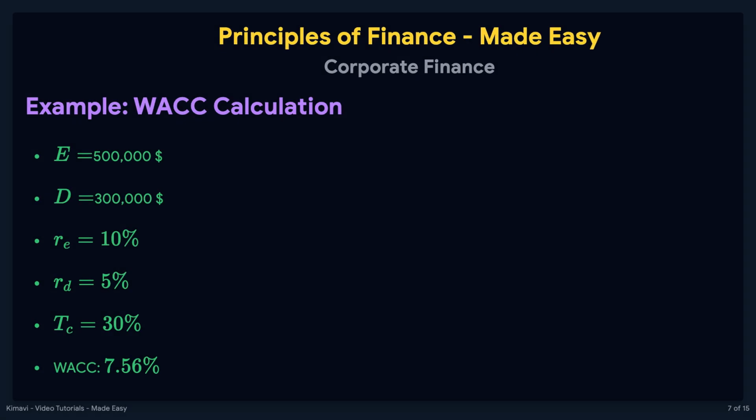Suppose a company has a market value of equity of $500,000, a market value of debt of $300,000, a cost of equity of 10%, a cost of debt of 5%, and a corporate tax rate of 30%. The WACC would be calculated as follows. WACC equals 500,000 divided by 800,000 multiplied by 0.10, plus 300,000 divided by 800,000 multiplied by 0.05 and then multiplied by 1 minus 0.30. This results in a WACC of approximately 7.56%.